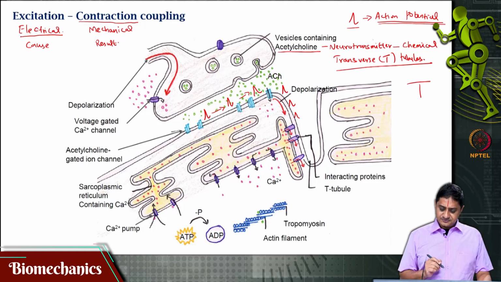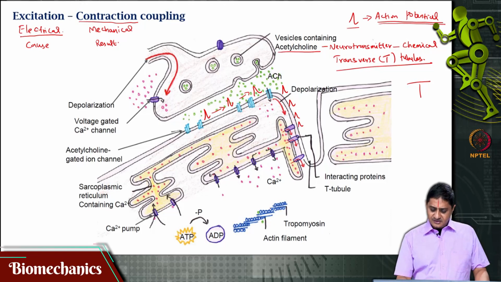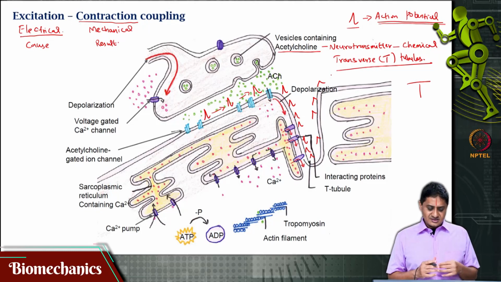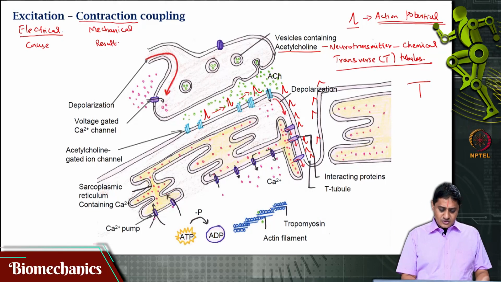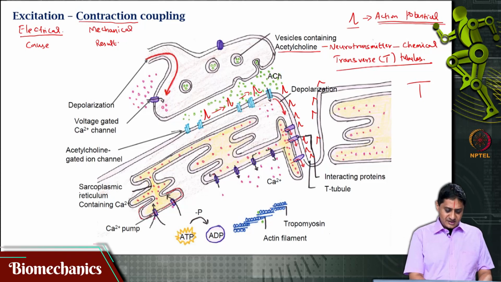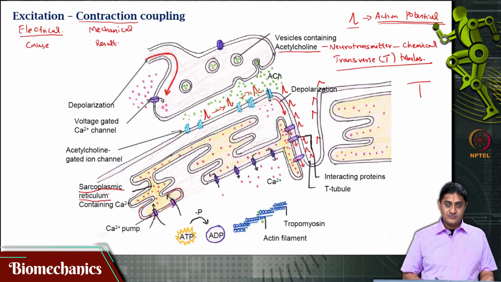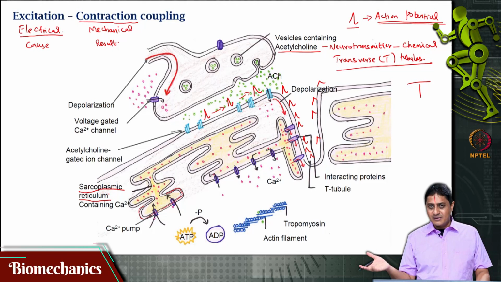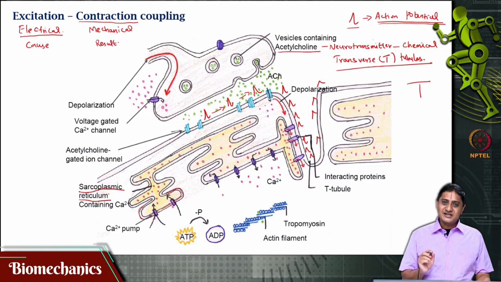So, these T tubules are present, which also conduct this pulse, and very close to the T tubule there is the so called sarcoplasmic reticulum. This is the equivalent of the endoplasmic reticulum, but found in the muscle cell. Endoplasmic reticulum in the general animal cell, when specialized to the muscle cell, is called the sarcoplasmic reticulum.